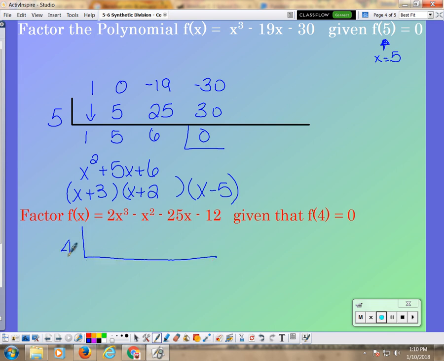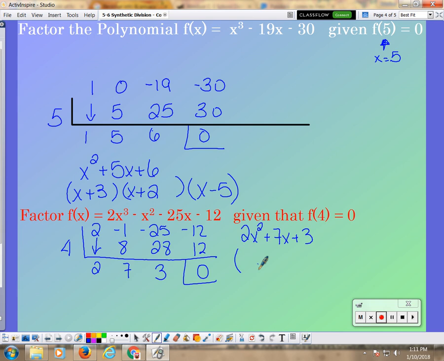They gave me a 4 for the outside. I have coefficients of 2, negative 1, negative 25, negative 12. I'm going to bring down the 2. 2 times 4 is 8. Add them, 7. 7 times 4 is 28. Add them, 3. 3 times 4 is 12. Add them, I get 0. No remainder. So I rewrite the coefficients with their variables.